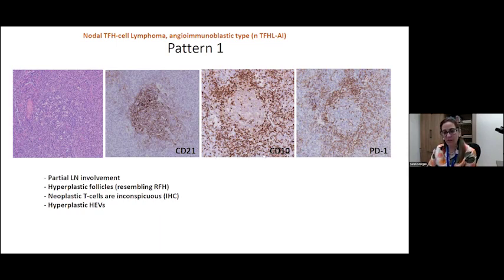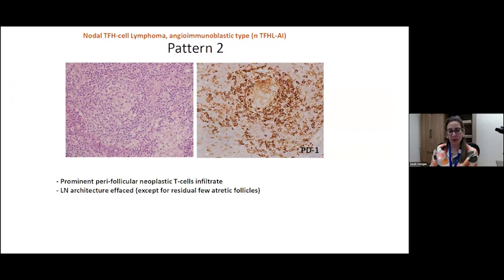So oftentimes we need immunostains like CD10 and PD1, as shown on the right side of the slide, to highlight that the T cells are arising from the lymphoid follicles and spilling into the interfollicular areas. But if you look at the gross picture or the low power view of those lymph nodes, the lesional cells are not in the interfollicular areas and are very hard to diagnose.